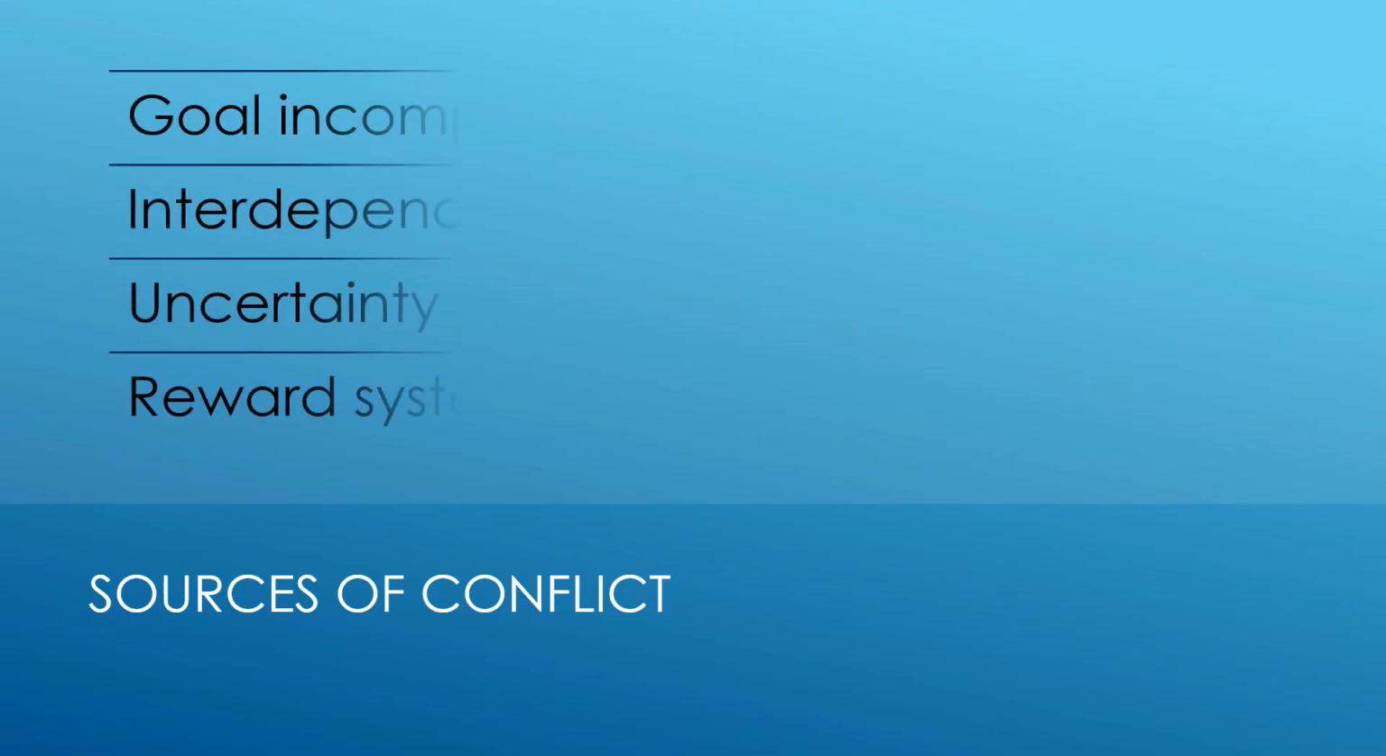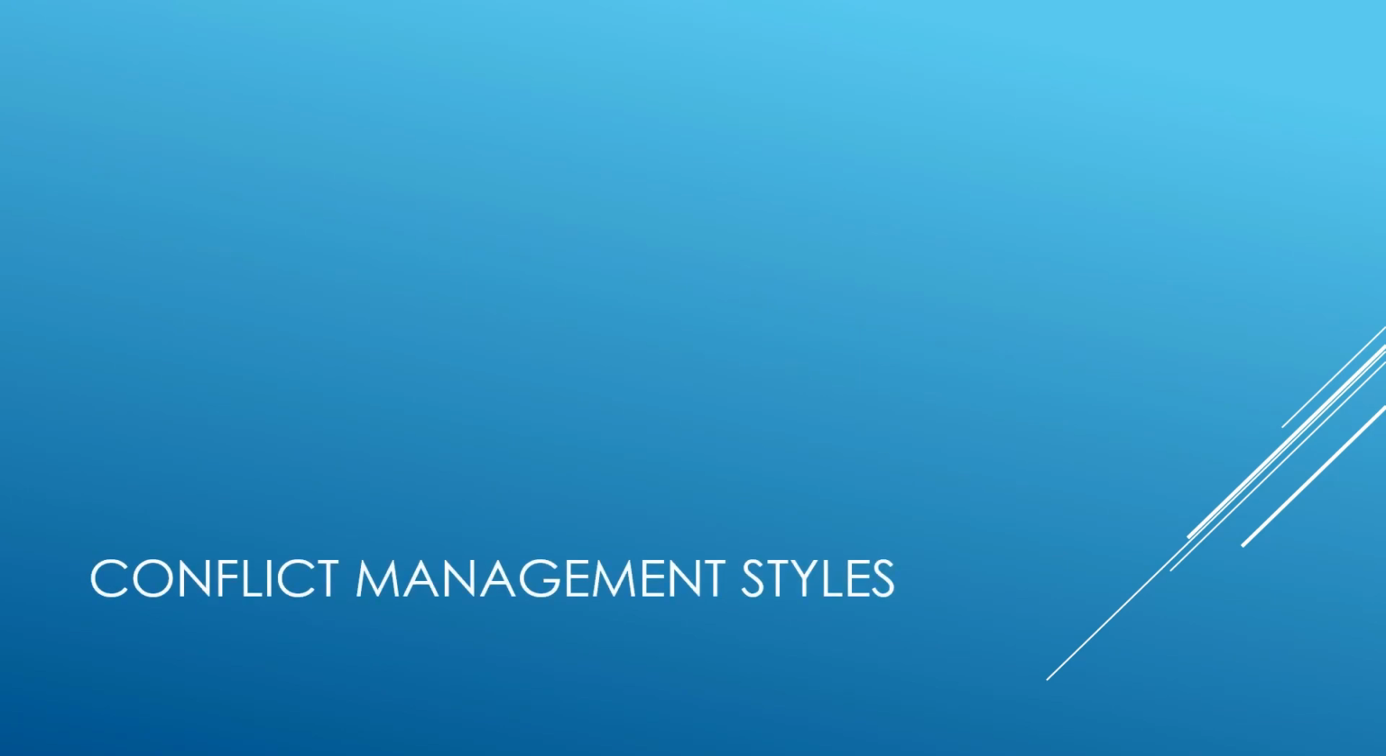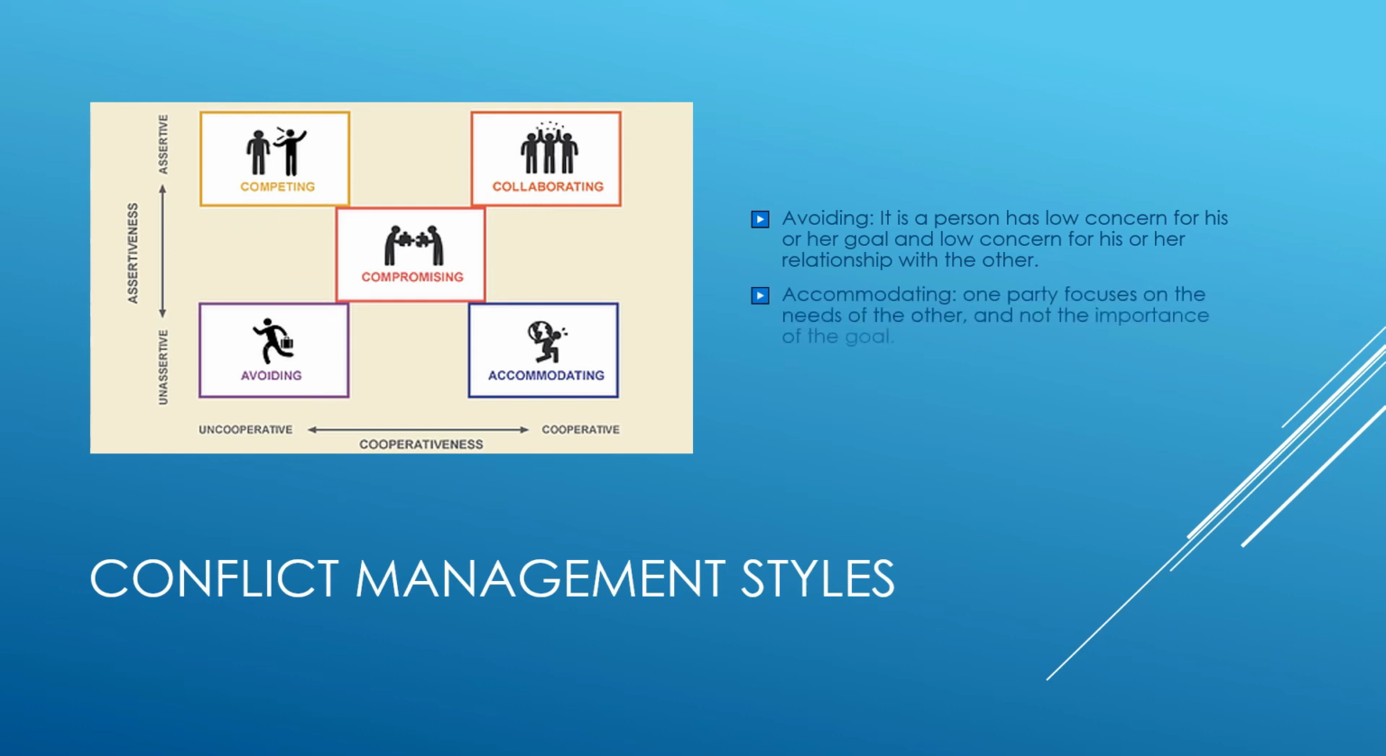Sources of conflict: goal incompatibility and differentiation, interdependence, uncertainty and resource scarcity, reward systems. Styles of conflict management. The avoiding style of conflict resolution is one where one has low concern for his or her ultimate goal and low concern for his or her relationship with the other. The accommodating style of conflict resolution is where one party focuses on the needs of the other and not the importance of the goal.